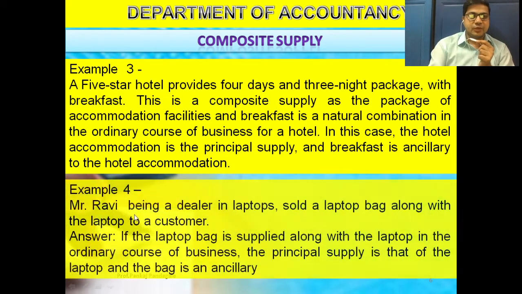Now next, Mr. Ravi, being a dealer in laptops, sold a laptop bag along with the laptop to a customer. Now the laptop is the principal supply and the laptop bag is an ancillary supply or secondary supply. Both are sold together in the ordinary course of business. It is a composite supply.